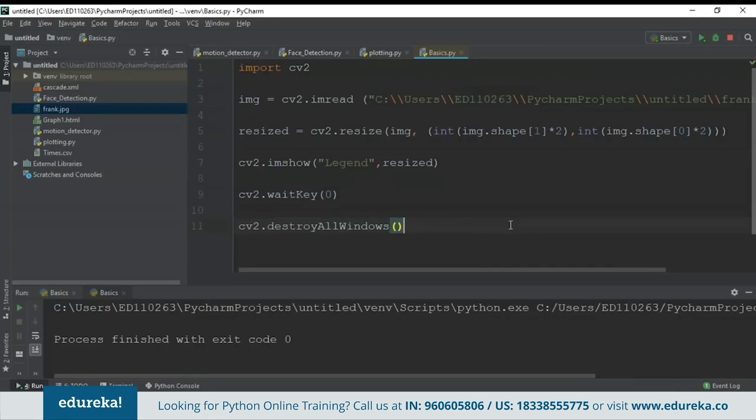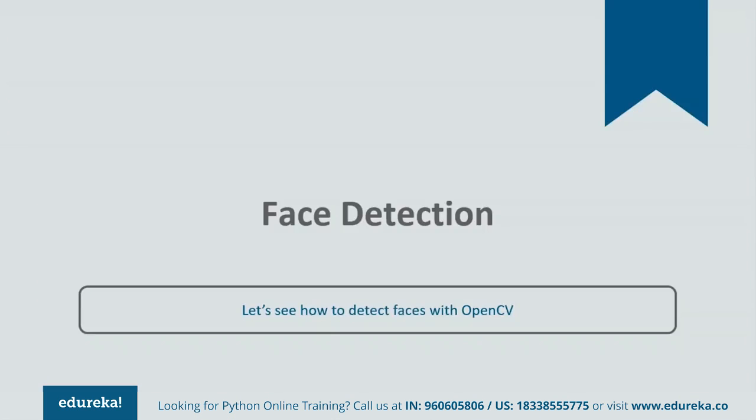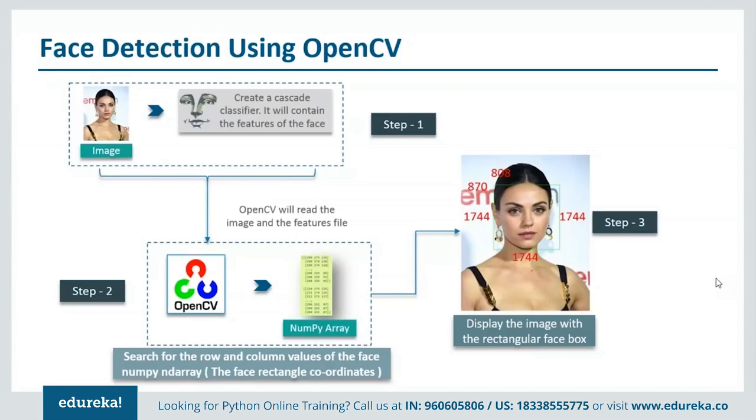Let me go back to my slides and we are going to focus on what we are going to discuss next. So we saw how to resize the image. Next up, we are going to see how we can detect a face in a particular image. So it's pretty easy, guys. What you need is an image, obviously. You need to create a cascade classifier and it will contain the features of the face so that your code can determine, okay, where is the face? Then we'll use OpenCV that will read the image and the feature file and it will convert the image into NumPy arrays. So it will search for the row and column values of the face.